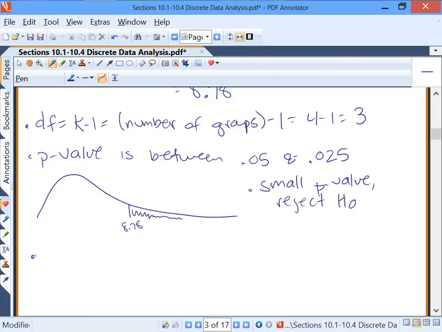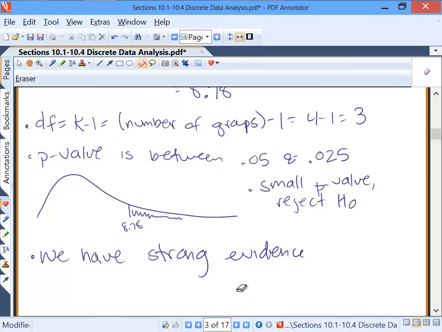The new city doesn't have the same distribution of market shares. And can you tell me how many of the market shares are going to be different? Just at least one. So we have strong evidence. Again, you need to put in that fact that we just have evidence. Remember, we haven't proven anything, we just have evidence.